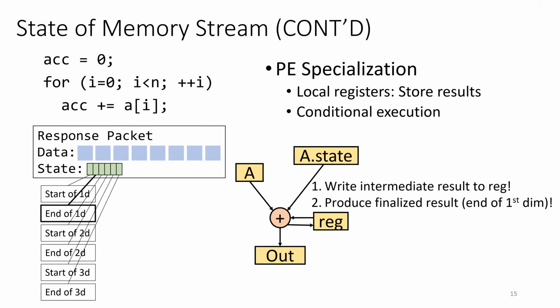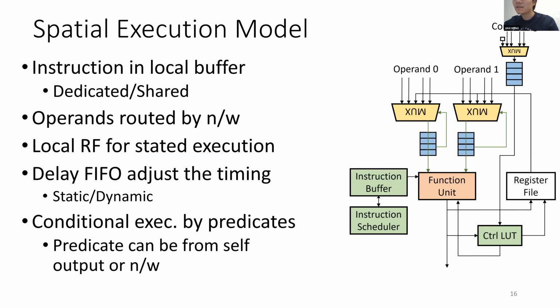Okay, so maybe I can show you something about the microarchitecture, though it's not a good idea. It's a little bit complicated. The function unit is for the addition, and the register file is for the intermediate result of accumulation. And we have a control table whose key is the stream state, and the value is how it controls the processing element. For example, whether the function unit should execute, or whether the result should return to the register file.